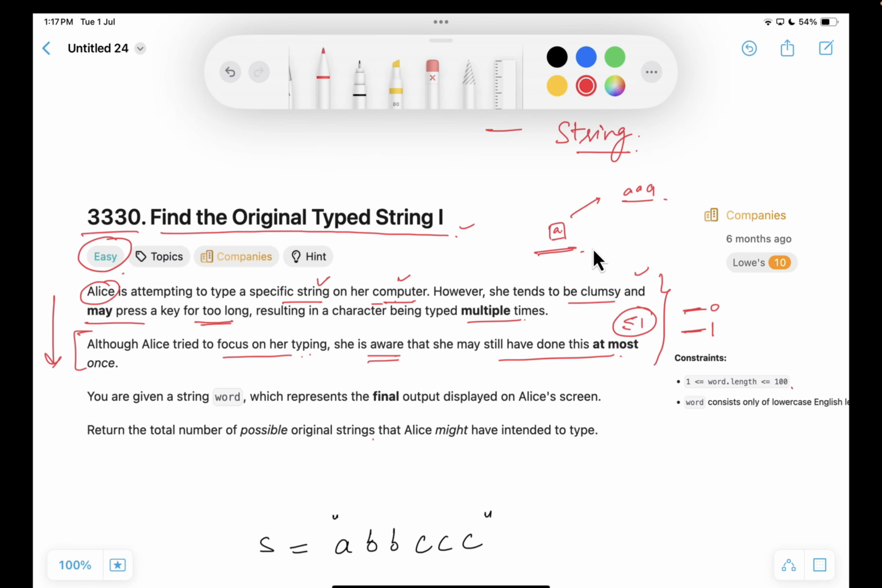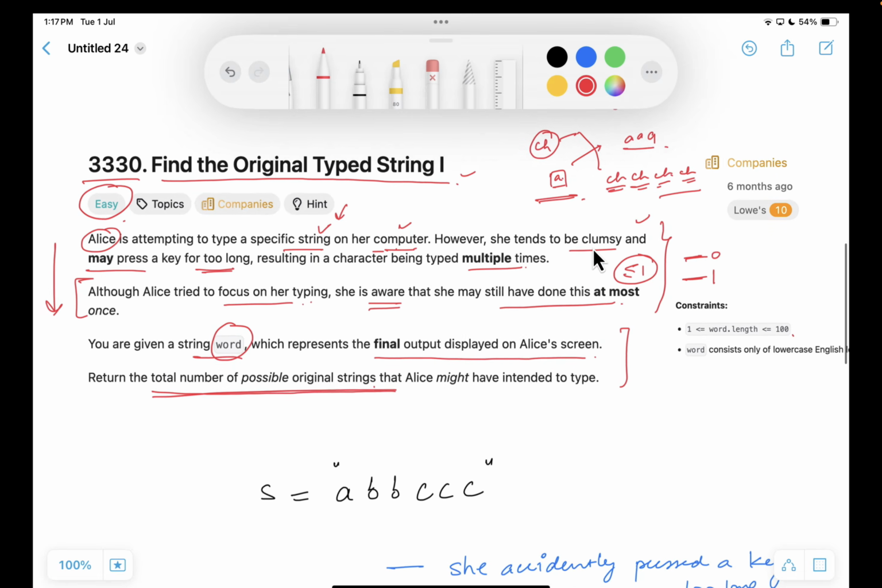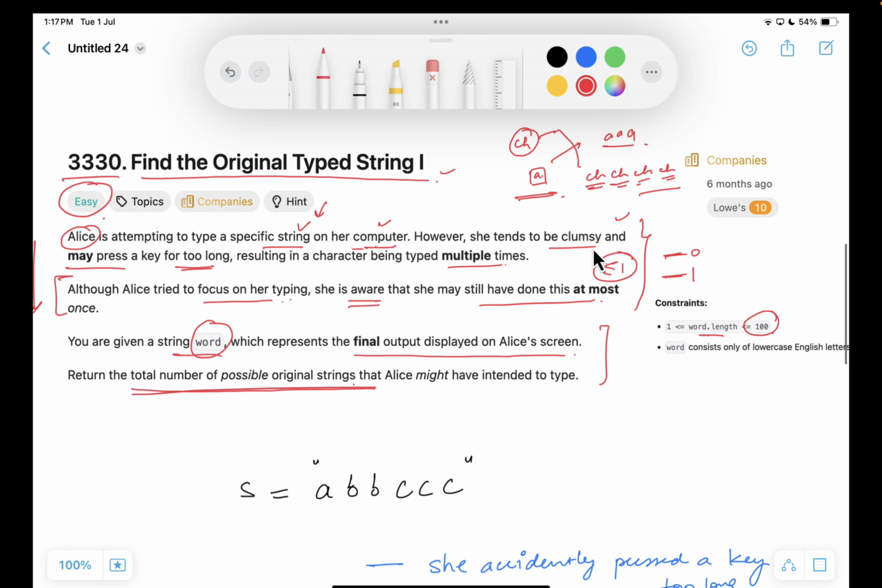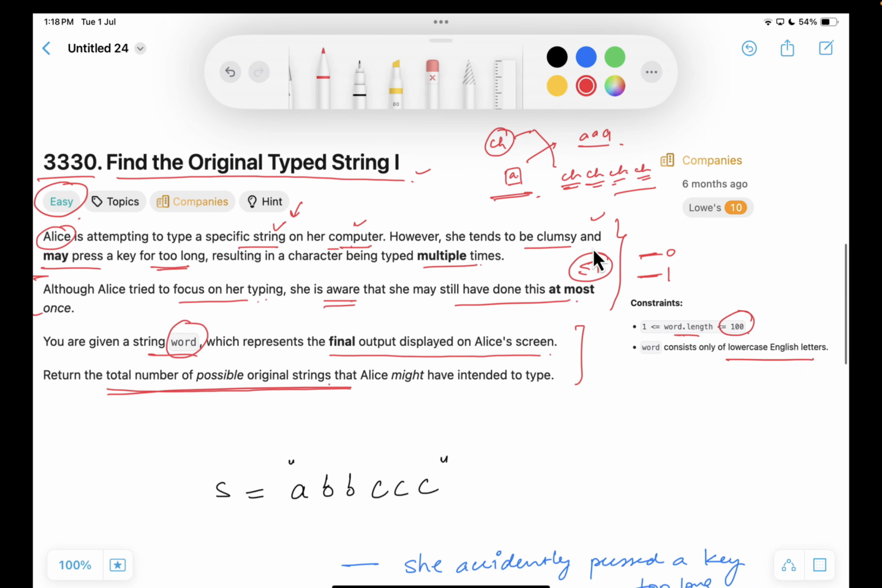And what is that mistake? Whatever character she is typing can be correctly typed, if she wanted to type it 2 times, or maybe typed extra times. These are the extra times. This is the story, and you are given a string word which represents the final output displayed on Alice's screen. Return the total number of possible original strings that Alice wanted to get. The word length goes up to 100 and word consists of only lowercase English letters.